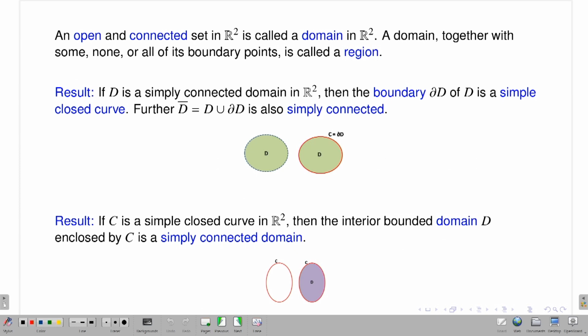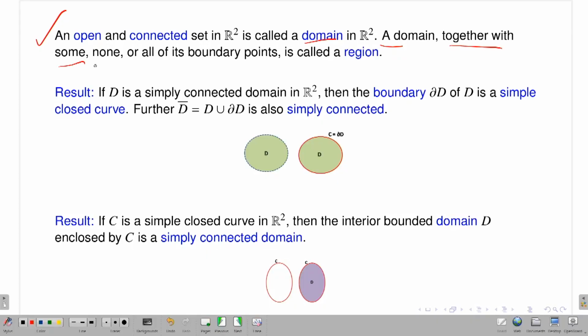Once I have the notions of simply connected and multiply connected set or region, now I am talking about the definition of a domain. What is said is that an open and connected set in R2, again I am in two-dimensional Euclidean space, is called a domain in R2. So next time if I say let D be a domain, that means I am talking about the set D which is open as well as connected in R2. Okay. So a domain together with some, none or all of its boundary points is called a region.